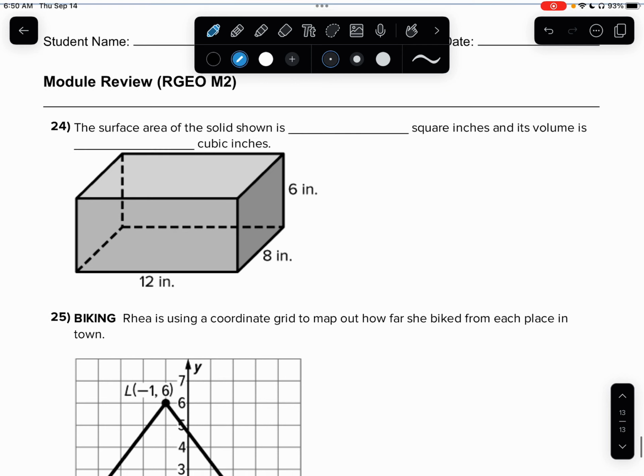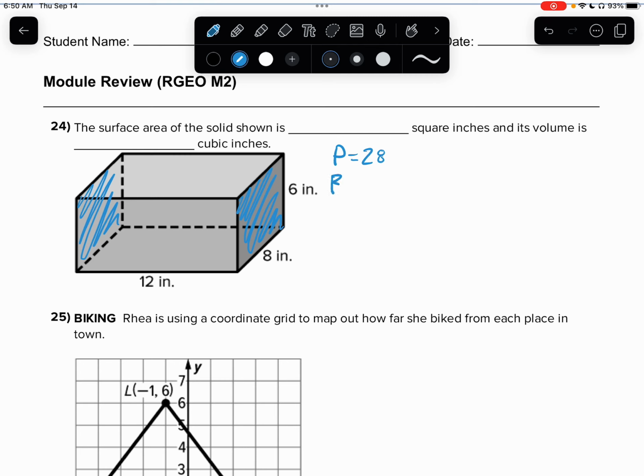All right, moving on. Surface area of the solid shown. What did I say the formula for surface area was? That is the perimeter of the base times the height plus 2 times the base. Okay, so it doesn't matter which one is our base here. I'll say the base is this side. So the perimeter of that base is 6 plus 8 plus 6 plus 8, which is 28.